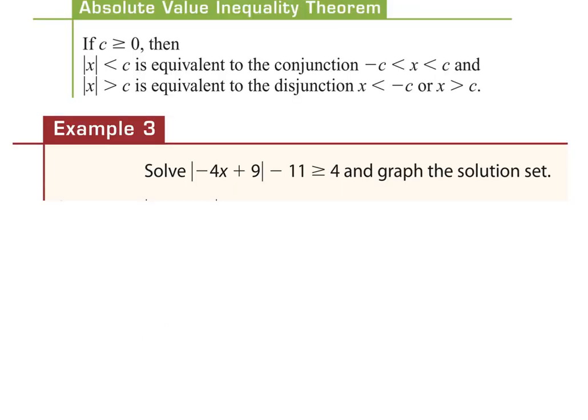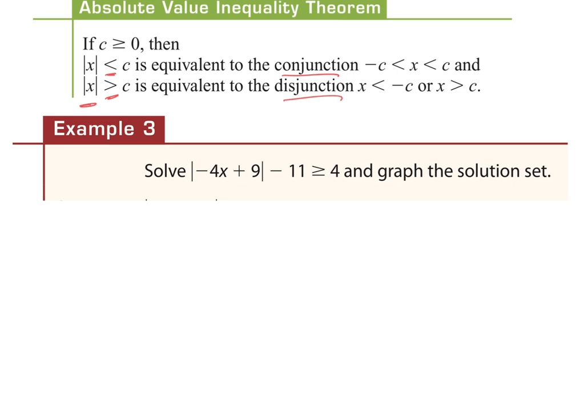So as you think through this particular theorem, we're going to go through this absolute value inequality. First of all, once the absolute value is by itself, then you have some equivalents that happen. If it's less than C, you have a conjunction. So that less than forms a conjunction, the greater than forms a disjunction. But keep in mind that is when it's by itself.